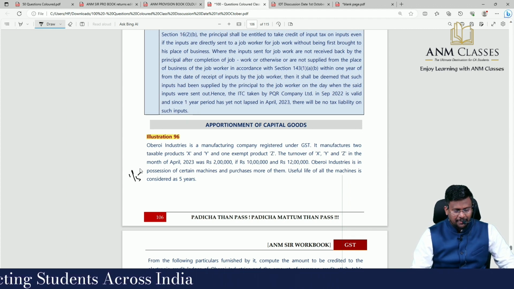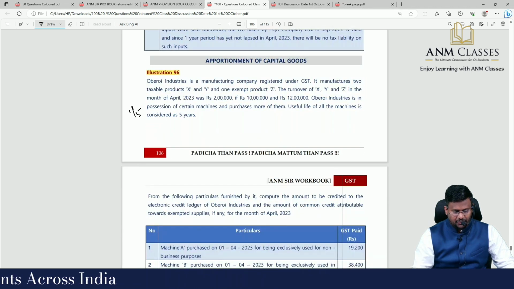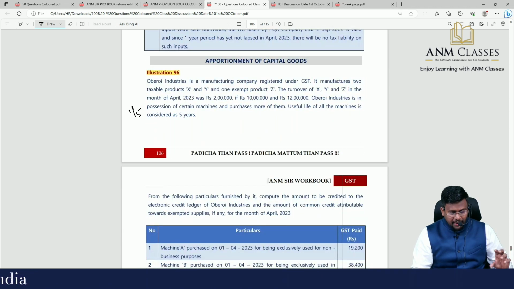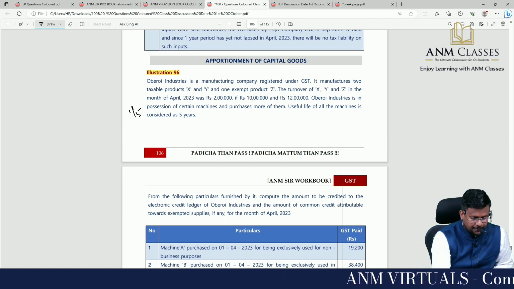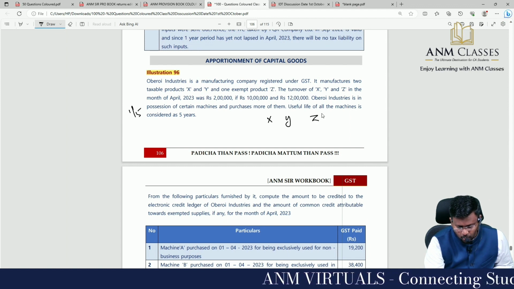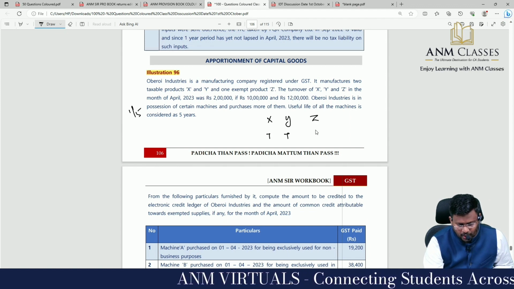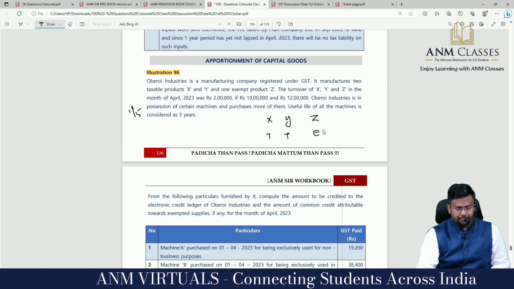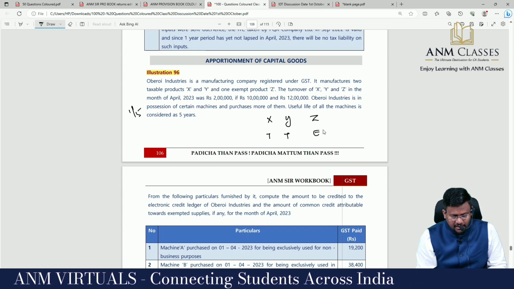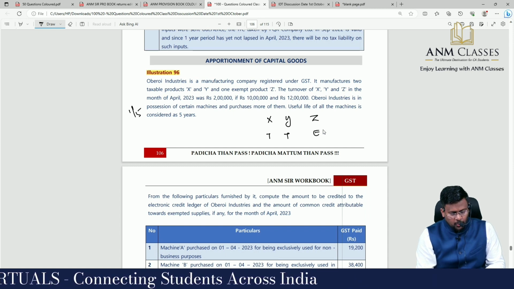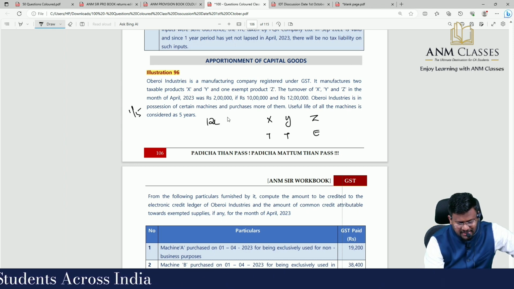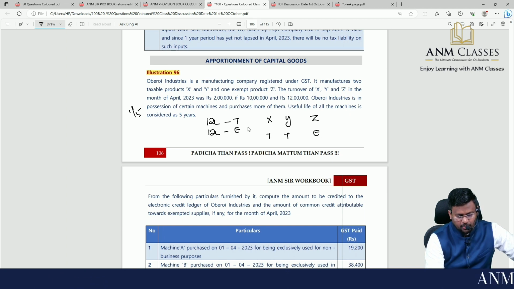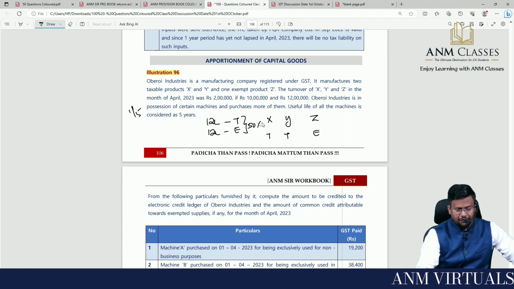Oberoi Industries is a manufacturing company registered under GST. It manufactures 2 taxable products X and Y, and 1 exempt product Z. So they are dealing with 3 products X, Y, Z. X is taxable, Y is taxable and Z is exempted. The turnover of X, Y, Z in the month of April 2023 was 2 lakh, 10 lakh and 12 lakh. So 2 lakh plus 10 lakh, 12 lakhs is the taxable turnover and 12 lakhs is the exempted turnover. That means the proportion is 50-50.